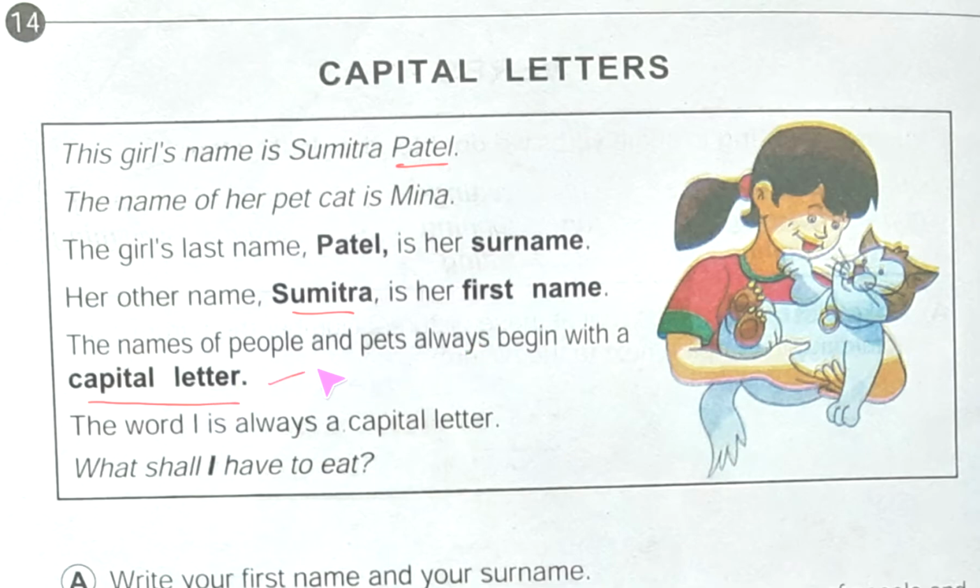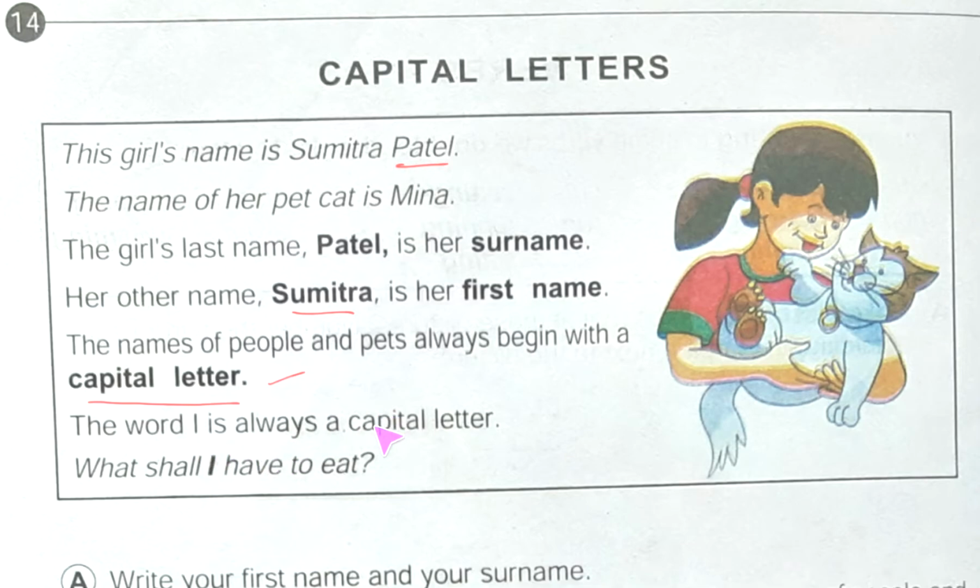And another thing we are going to find here is that the word I is always a capital letter. The example given here is, what shall I have to eat? It means if you use I alone in a sentence, it can be in the middle, at the last, or first. That is not the matter. If you want to put I alone, that time you should write it in capital form.